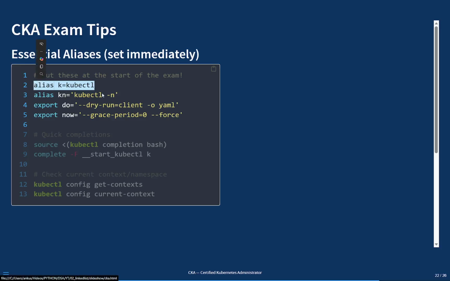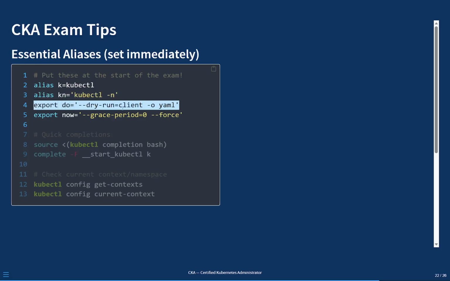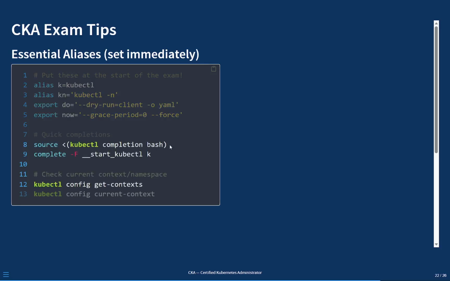You will type this hundreds of times. Alias kn equals kubectl -n. Then export do equals dry-run equals client -o yaml, and export now equals --grace-period=0 --force. These two exports are game changers. Let me show you why.